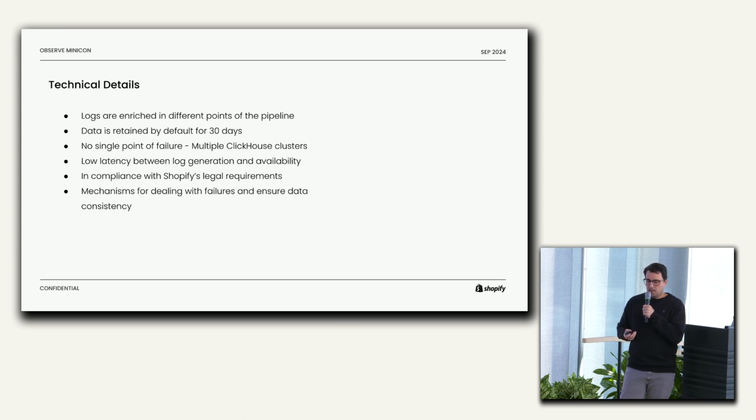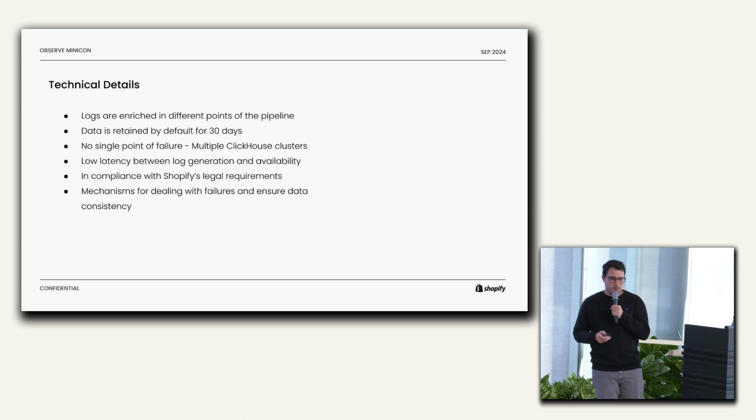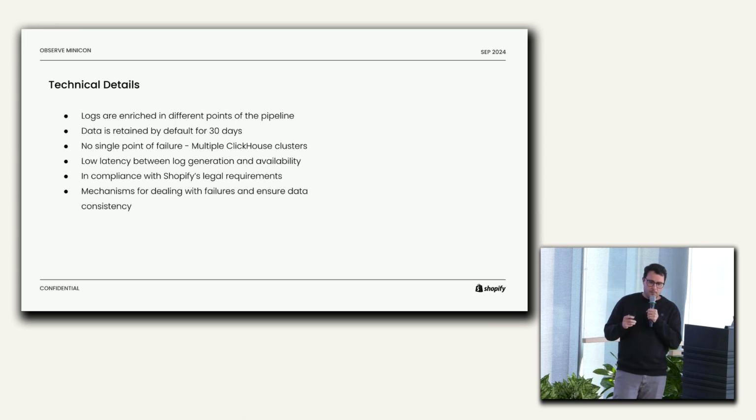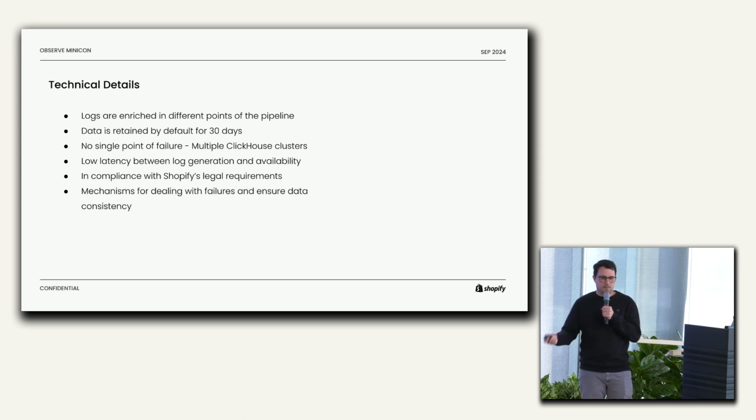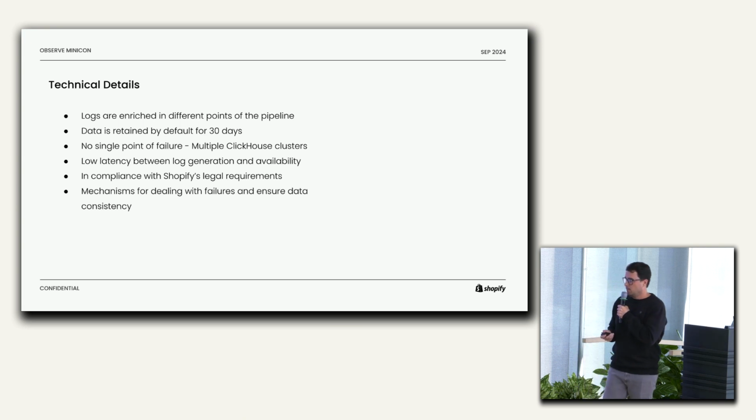We also have mechanism for dealing with failures and ensure data consistency. So as I was mentioning, the pipeline is ready for all the sources to be retried and replayed if that's necessary. We can slow down ingestion for a certain period of time without worrying that this log will be lost, because you can replay and retry them as soon as the infrastructure is back up.